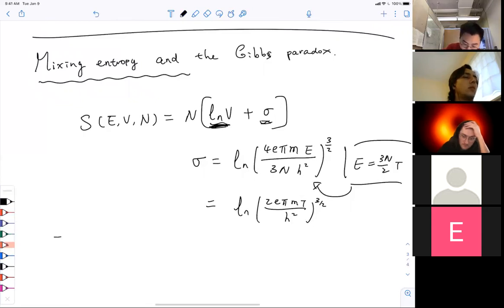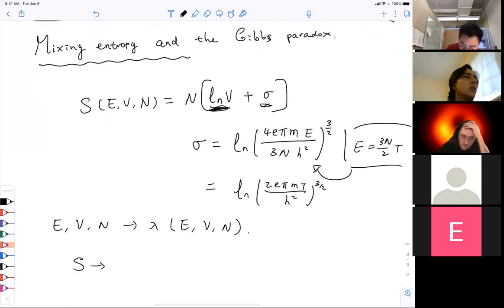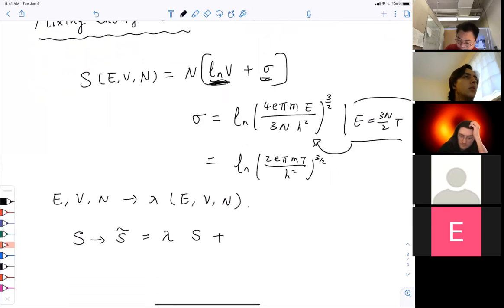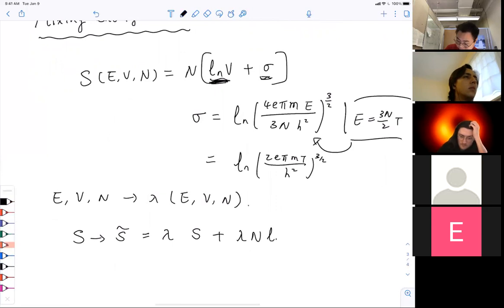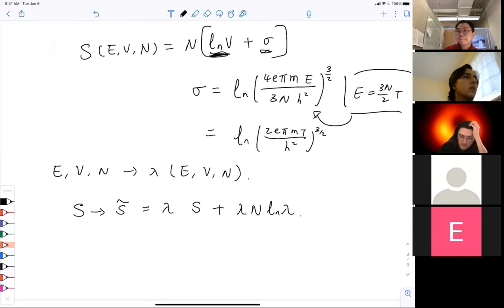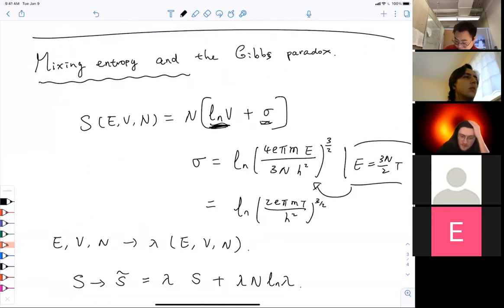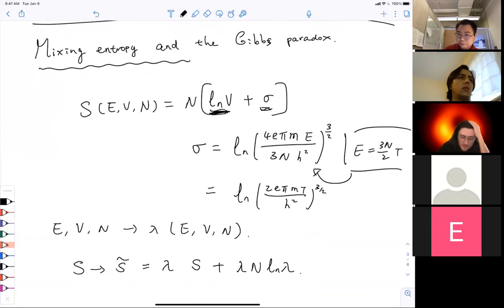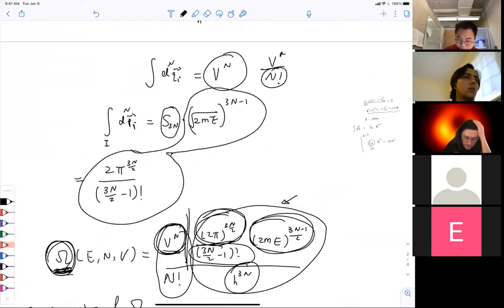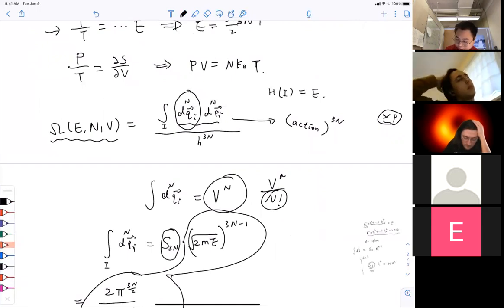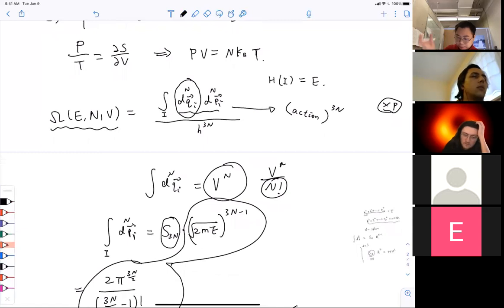By the way, like I said before, if we scale this to lambda, the entropy, for this expression, will scale to lambda S plus another term, which is lambda N. And this is from using the incorrect result for the entropy? Exactly, yes. So here I just show you that if you don't pay attention to distinguishable or indistinguishable particles, you get a wrong result, because they're in the same box and not distinguishable, so there should be an N factorial.